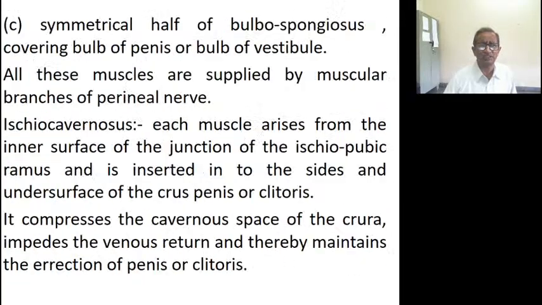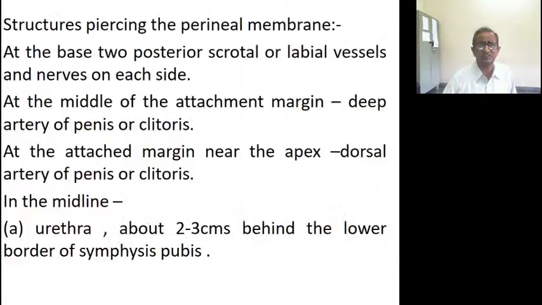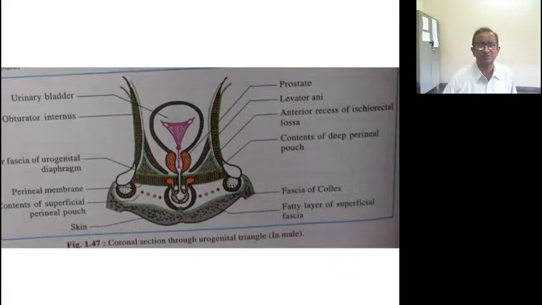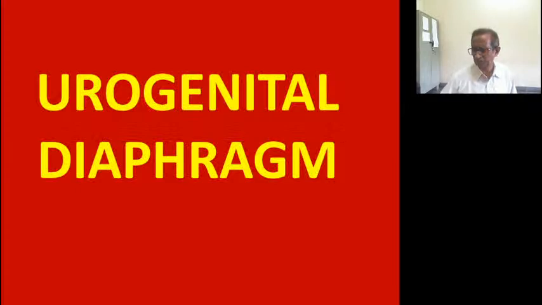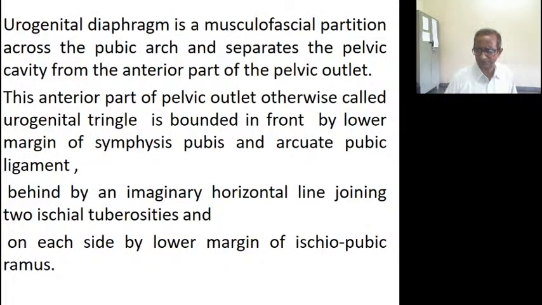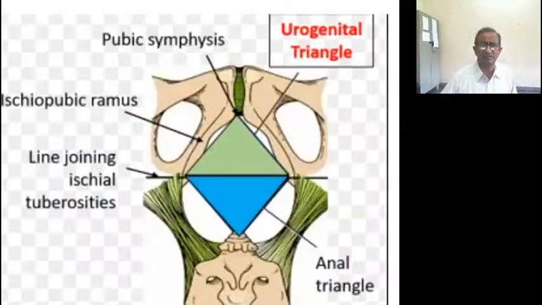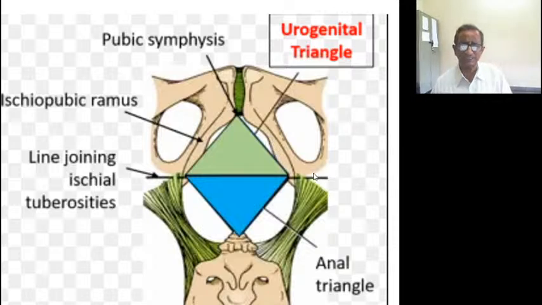So to have a small division, first thing is we should consider this urogenital triangle first. This is the urogenital triangle between the pubic symphysis and the imaginary line joining the ischial tuberosities, and of course it is anteriorly bounded by the pubic symphysis, either side bounded by the ischiopubic ramus, and inferiorly the line joining the ischial tuberosities.